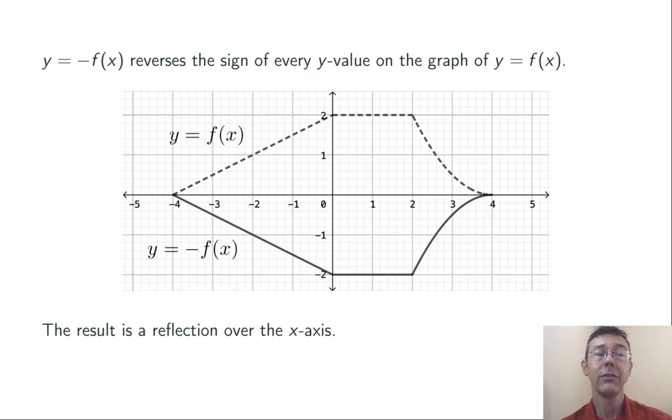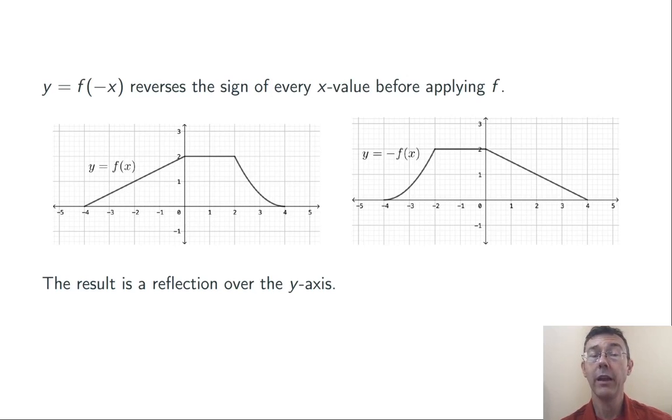When you put a negative sign outside of the function, you're reversing the sign of each one of the y values. If the y value was positive, it becomes negative, and if the y value was negative, it becomes positive. So the net effect is going to be to take the original function and flip it over the x-axis, a reflection.